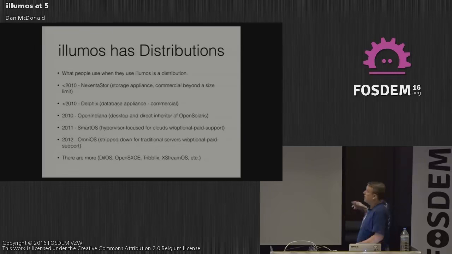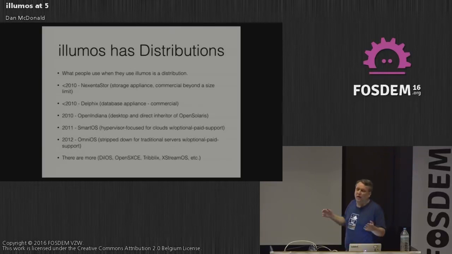I'm going to go through quickly in historical order when these appeared. Nexenta originally started off as a different desktop for OpenSolaris back in 2008. Then they pivoted to become a storage appliance, which they are still doing today quite successfully. And it's commercial now beyond a certain size limit. I think it's like 18 terabytes or something. I can't remember.